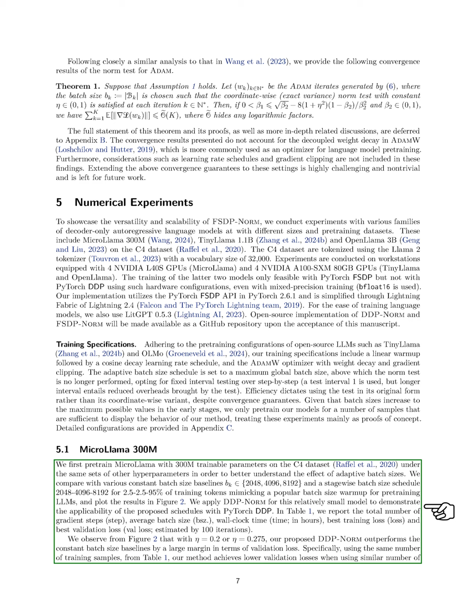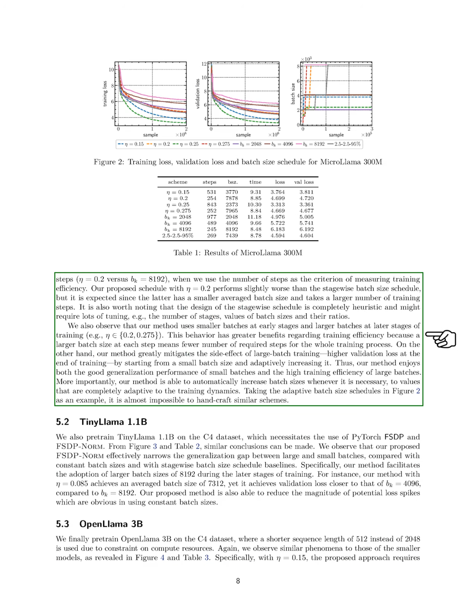We find that our method achieves lower validation losses with a similar number of training steps compared to the constant batch sizes. Although our method performs slightly worse than the stage-wise schedule, this is expected due to the latter's smaller average batch size and greater number of training steps. The stage-wise schedule is heuristic and may require extensive tuning.